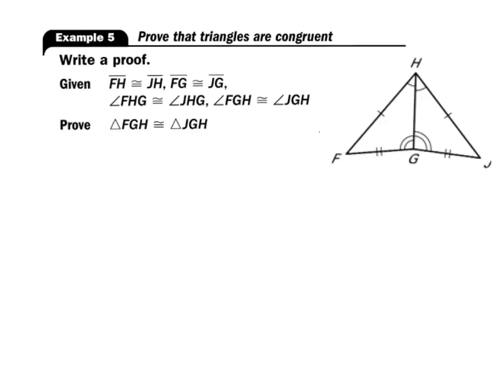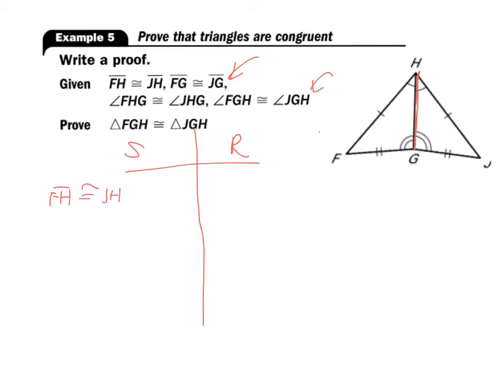This is a proof. We have to prove that these 2 triangles are congruent. Notice what's given. 2 pairs of lines are congruent, 2 pairs of angles are congruent. What's not written down, but what's on the diagram, is that we have a common side. So we have to take care of that common side first. Let's write down what's given. The 2 lines, FH and JH, are congruent. FG and JG are congruent. And so that's given.